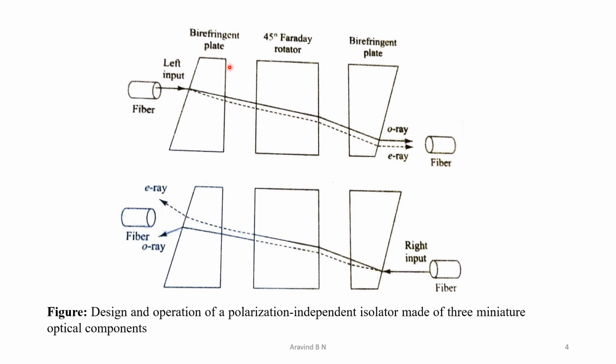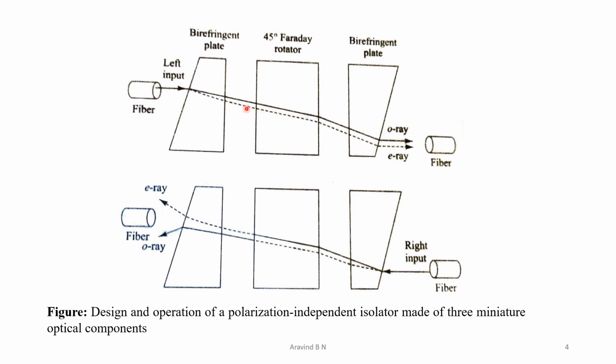plates. The light is going to travel in the forward direction, and now the light traveling in the forward direction will enter the first birefringent plate. There it is going to divide into two rays. The upper one is known as the ordinary ray, the lower one is the extraordinary ray. Then it will enter into the 45-degree Faraday rotator.